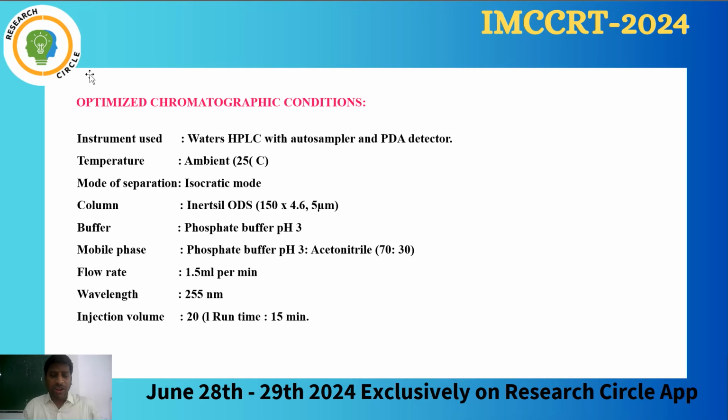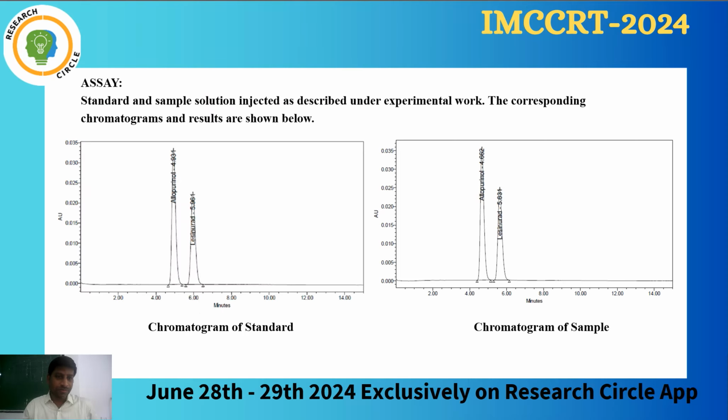After many trials, the optimized chromatographic conditions are: the instrument I used is Waters HPLC with an autosampler and PDA detector, temperature 25 degrees Celsius, mode of separation isocratic. Isocratic means throughout the separation we are using the same polarity of solvent. Column Inertsil ODS 150 by 4.6, 5 micrometer, mobile phase phosphate buffer pH 3 to acetonitrile 70:30. Flow rate 1.5 ml per minute, wavelength 255 nanometer, injection volume 20 microliter. So these are the chromatograms I got for the standard.